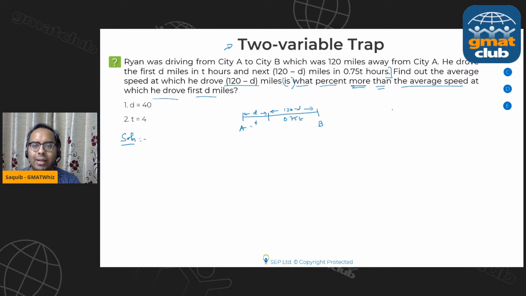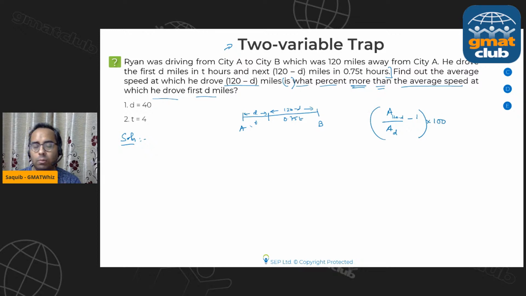So I'm looking at the average speed when I'm covering 120 minus d, divided by the average speed in the case when I'm covering d distance. And I'm looking at what percent more. So something like this.